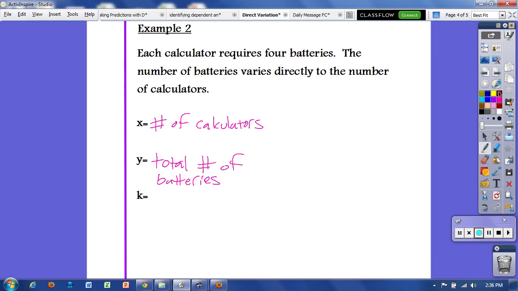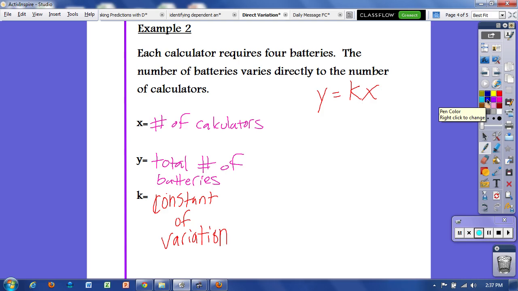Right? Because the total number of batteries you would need depends on how many calculators you have. If you get more calculators, you're going to need more batteries, not the other way around. Right? And k still means constant of proportion or constant of variation. Okay. So I'm going to set up this equation based on the information I've already had. So it should be y equals kx.